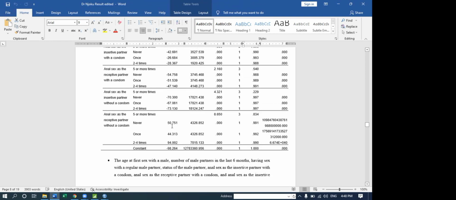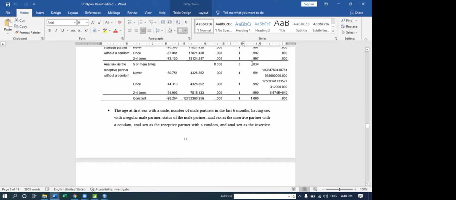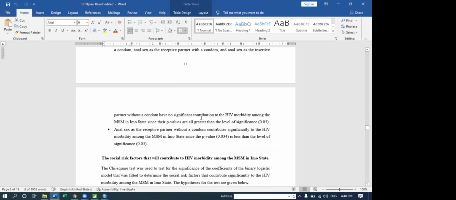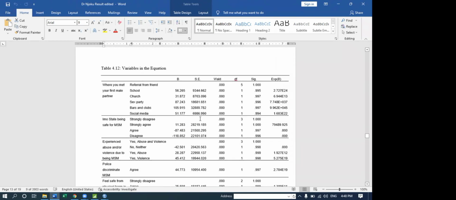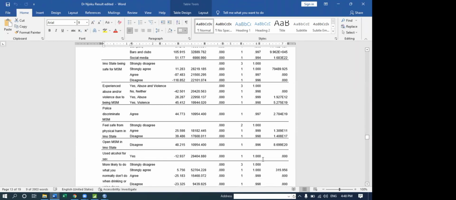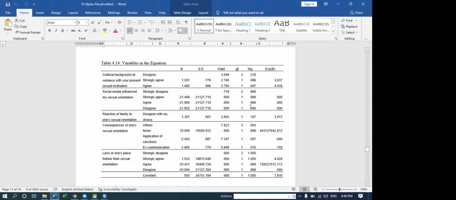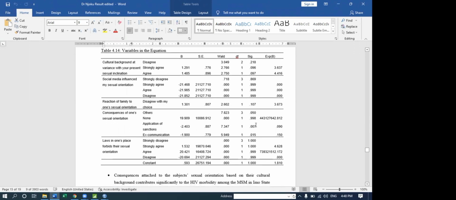In this case, this variable is not significant. So the only variable here that is significant is this. So this is the only variable that is significant. In this case, none of them are significant. They are all not significant. In this case, they are all not significant.